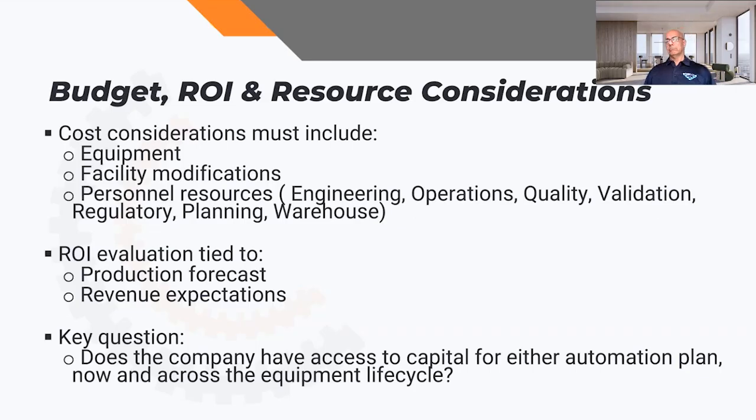And the next step is the finance people, right? The money question. So the budget, ROI, which is return on investment, and resource considerations. Well, it's where the management wants to know this information. So cost considerations must include, obviously, the equipment cost. How much is this going to be? So get a budgetary quote so that your management can actually make sure that they have the budget for whatever year. Maybe it's next year's budget.